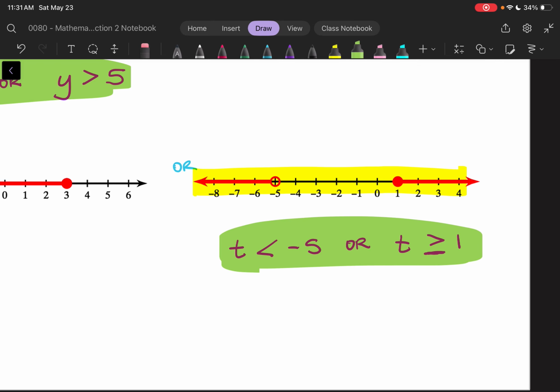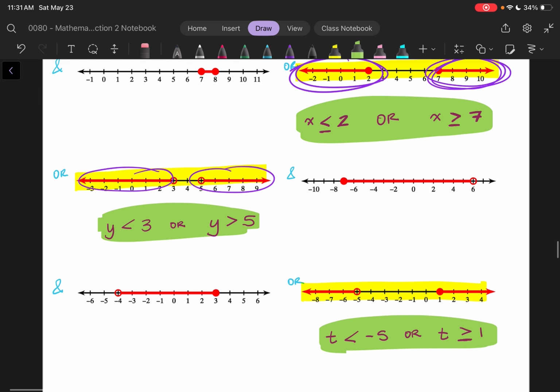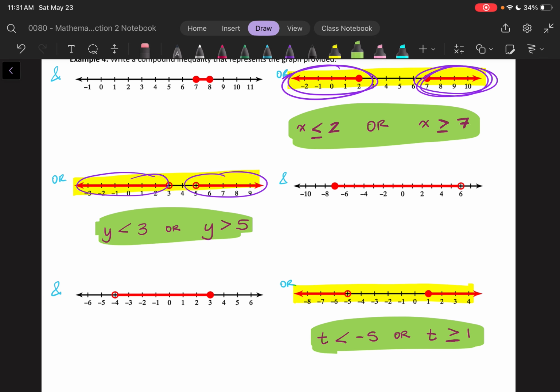Okay, hopefully the "or" situations and writing those inequalities are feeling pretty good to us. Nothing too crazy, nothing too kooky, nothing too wild. Let's talk about "and" situations. So the remaining 3 here are all going to be "and" situations.